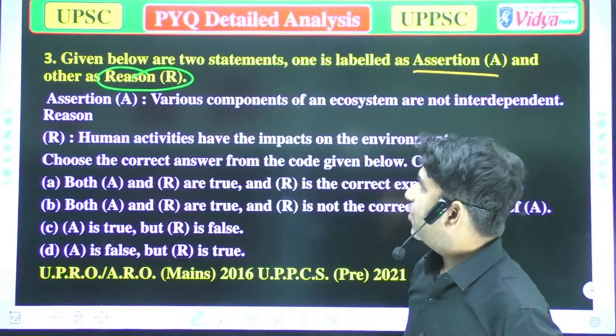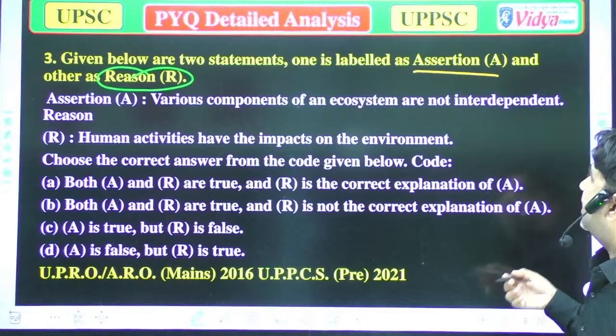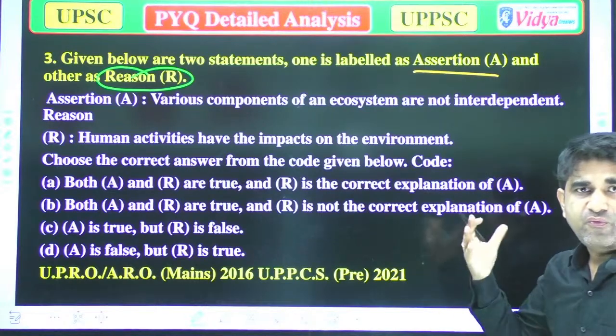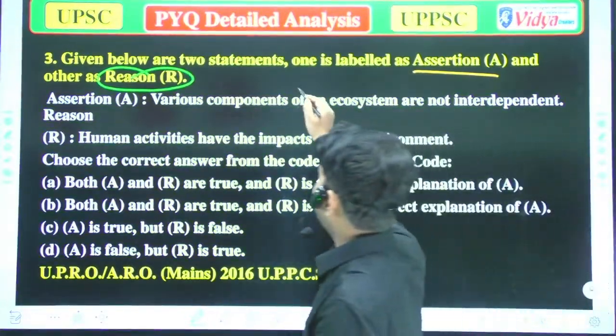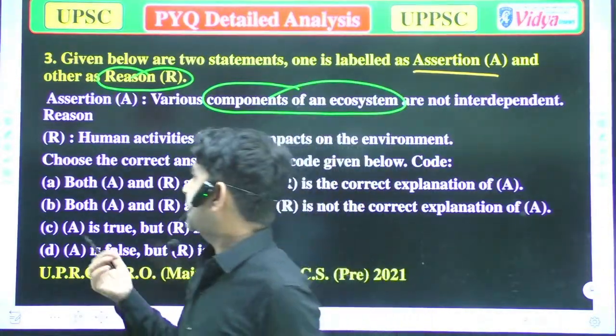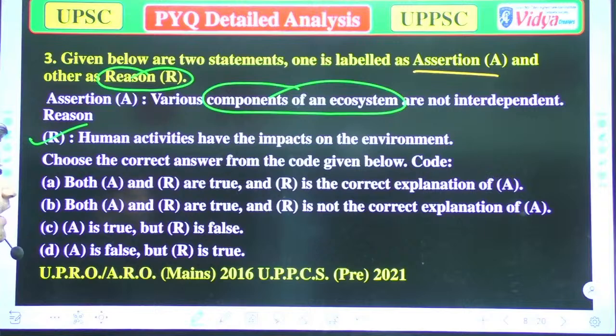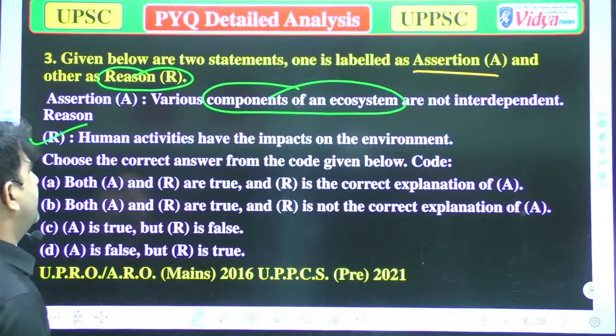Assertion: various components of an ecosystem are not interdependent. Reason: human activities have an impact on the environment. I don't know about these things.